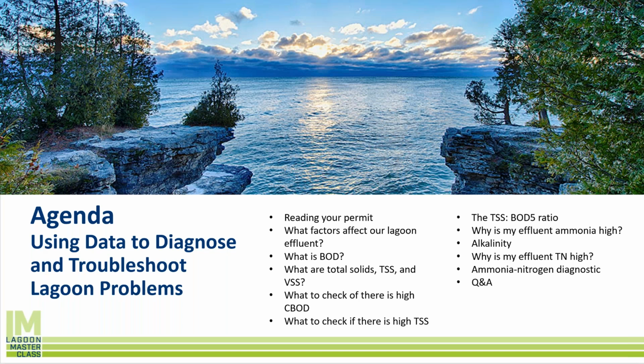We'll talk about effluent ammonia, why your effluent ammonia might be high. Why do we care about alkalinity, and how does alkalinity affect our ammonia? We'll talk about total nitrogen. What happens if total nitrogen is high? This is a big one. We're just now starting to see lagoons that are getting total nitrogen permits. And so we'll talk about how we can actually treat total nitrogen in a lagoon and why that's important. And then an ammonia nitrogen diagnostic, so we can look at some of those ratios.